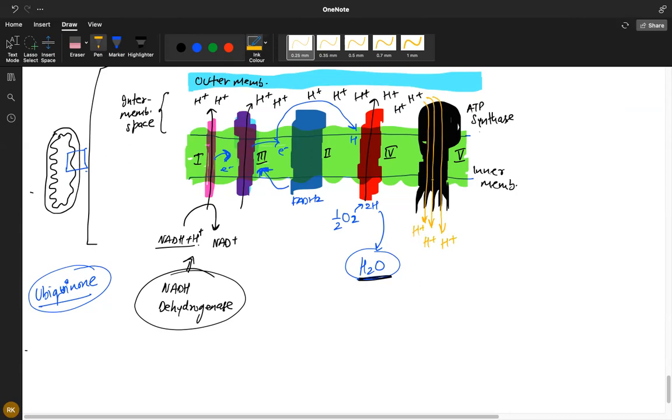And when they do this, this whole thing rotates. And here in this rotation, ADP plus Pi comes and ATP is formed, lots and lots of ATP. So you have a motor in place to make ATP. How does that sound? Cool, right? Is it clear, people?